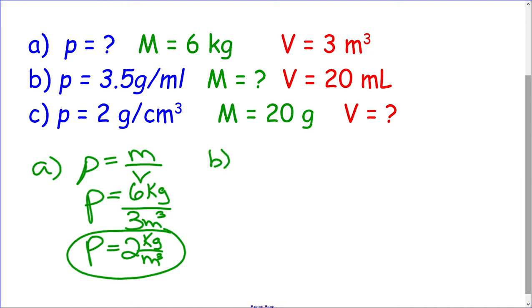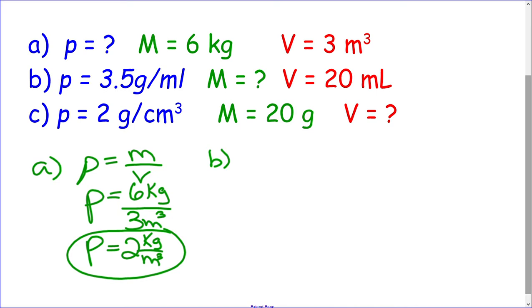The B question is asking to solve for mass. We haven't had to solve for a variable other than density yet, so I'm going to show you a little trick. It's definitely something you should write down and have somewhere to reference, especially if rearranging equations doesn't come easy to you or if it's something you need a little practice with.